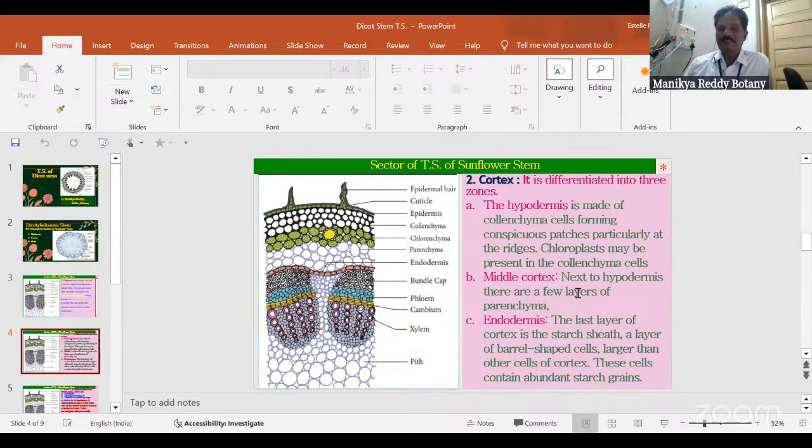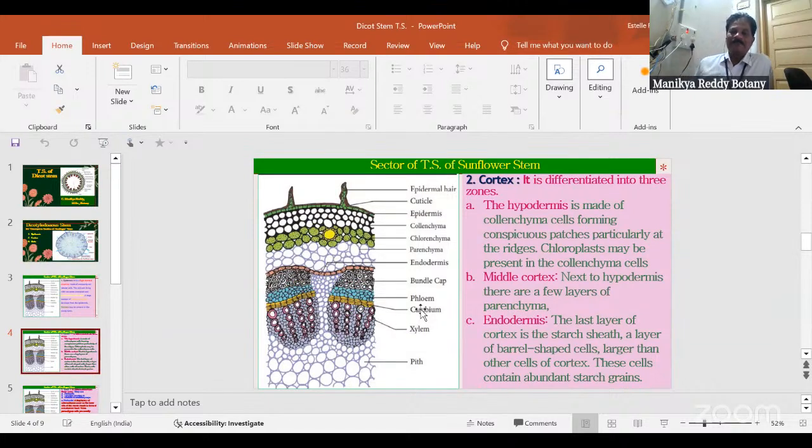It stores food materials. In some plants, it may contain mucilaginous cavities or mucilaginous canals. This yellow colored part which can be seen in the cortex is a mucilaginous canal.